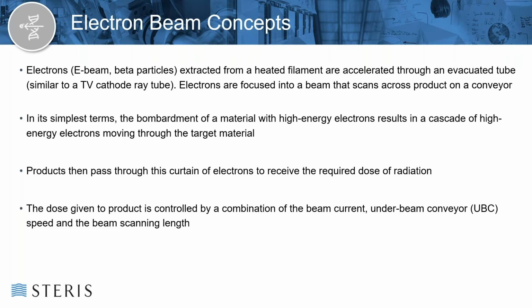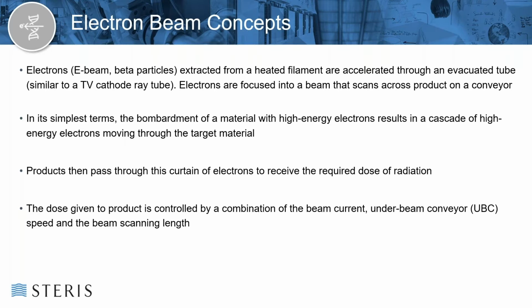So electrons are focused into a beam that scans across the product on the conveyor that is in our vault. In its simplest terms, the bombardment of material with high energy electrons creates a cascade of high energy electrons throughout our target material. Realize that our target material is full of electrons itself. It has a lot of atoms constructing molecules, and those molecules have lots of electrons in them. And when our electron source interacts with the target material, there's a cascade of electrons that are produced, and there's a dose distribution as a result.